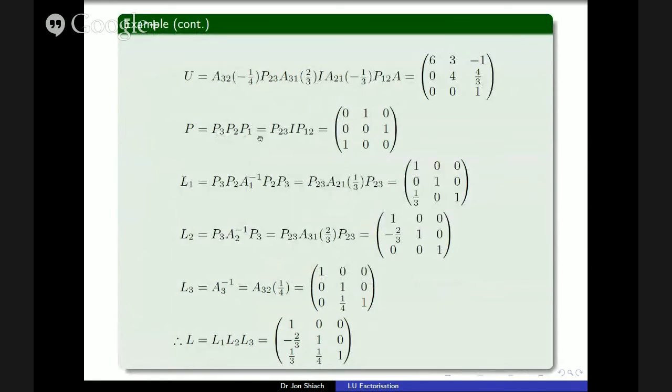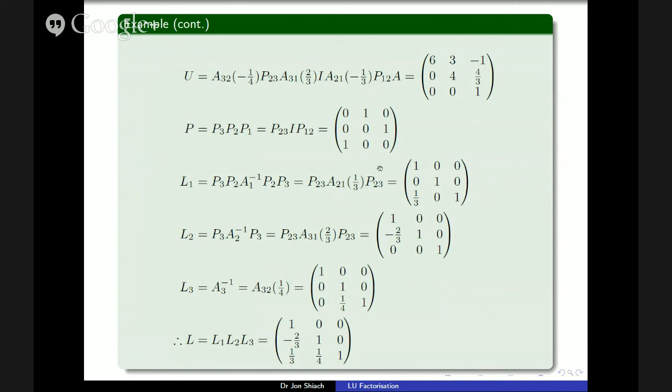Your P is P3 times P2 times P1. So this is my P1, that I is my P2, and P23 is my P3. Usually I just ignore the I because multiplying by the identity matrix doesn't change anything. If you do those multiplications, and I've missed out a line of work in here, that's what you get.